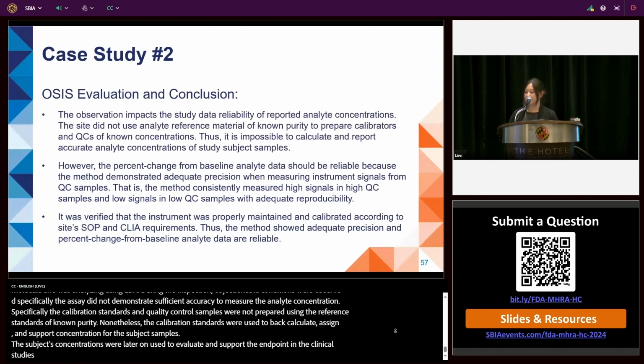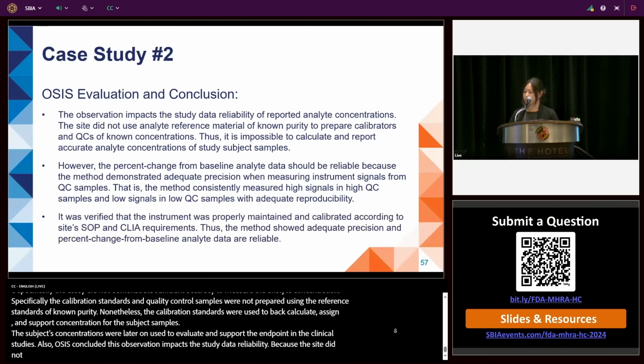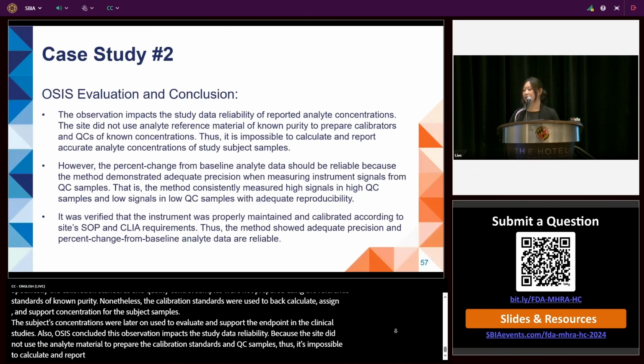OSIS concluded that this observation impacts the study data reliability because the site did not use analyte reference material of known purity to prepare the calibration standards and QC samples. Thus, it is impossible to calculate and report accurate analyte concentrations of the study subject samples.